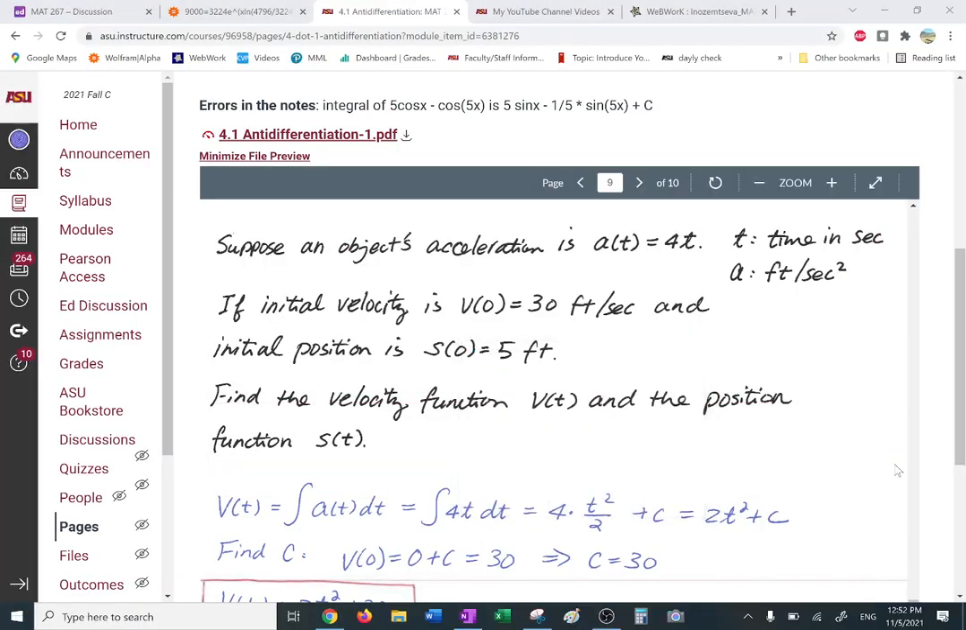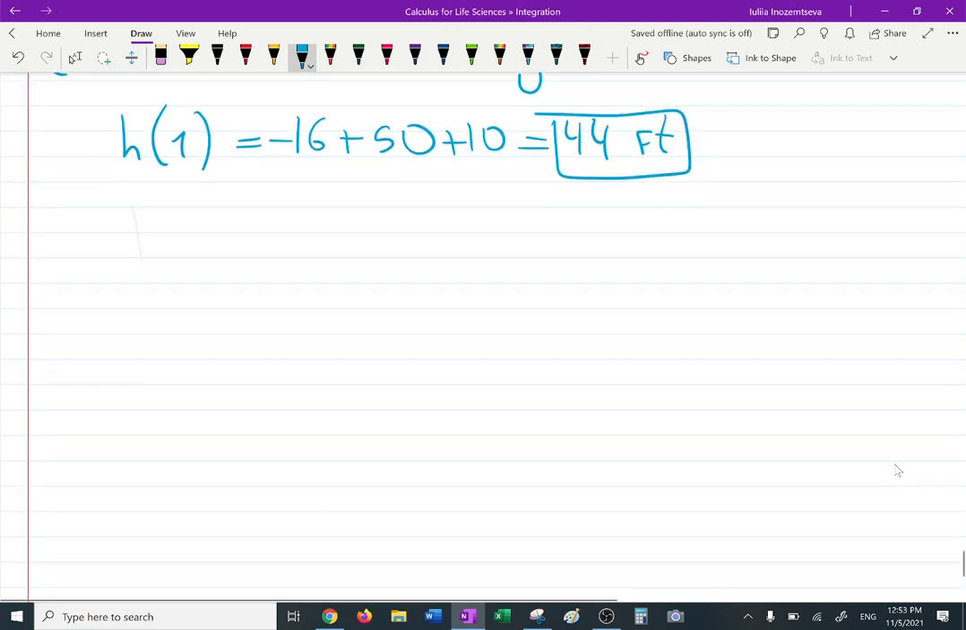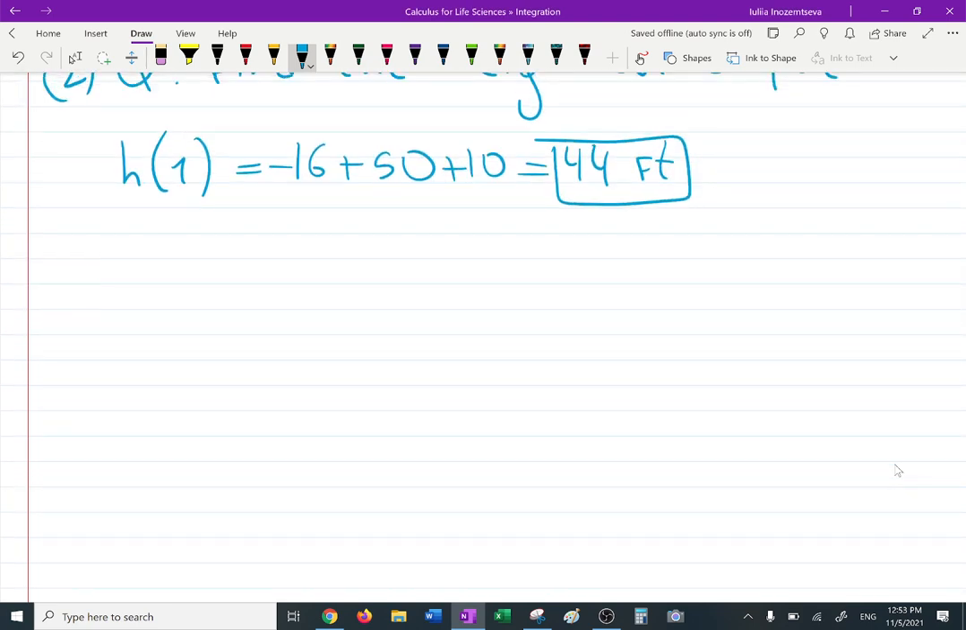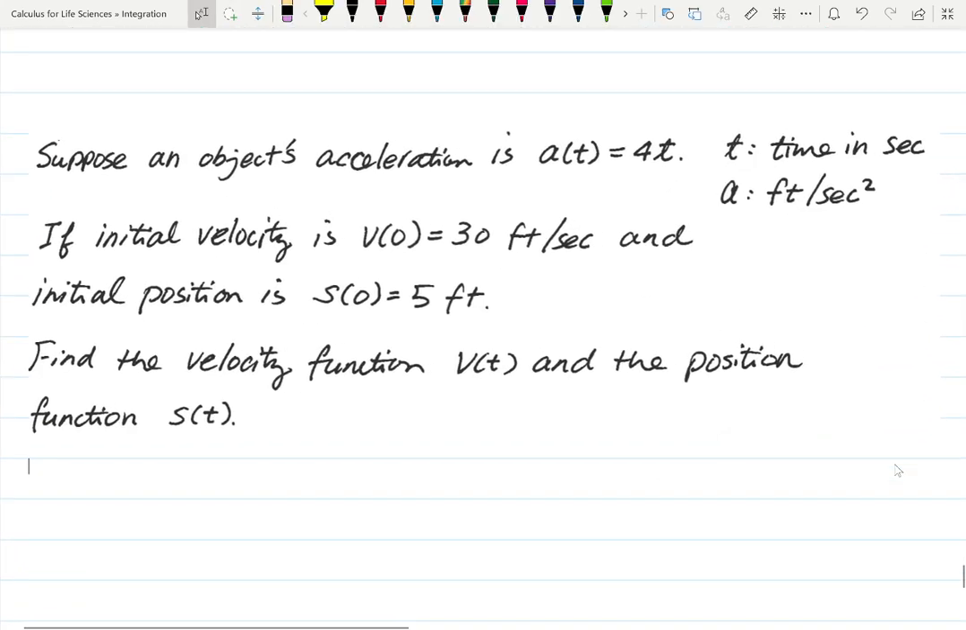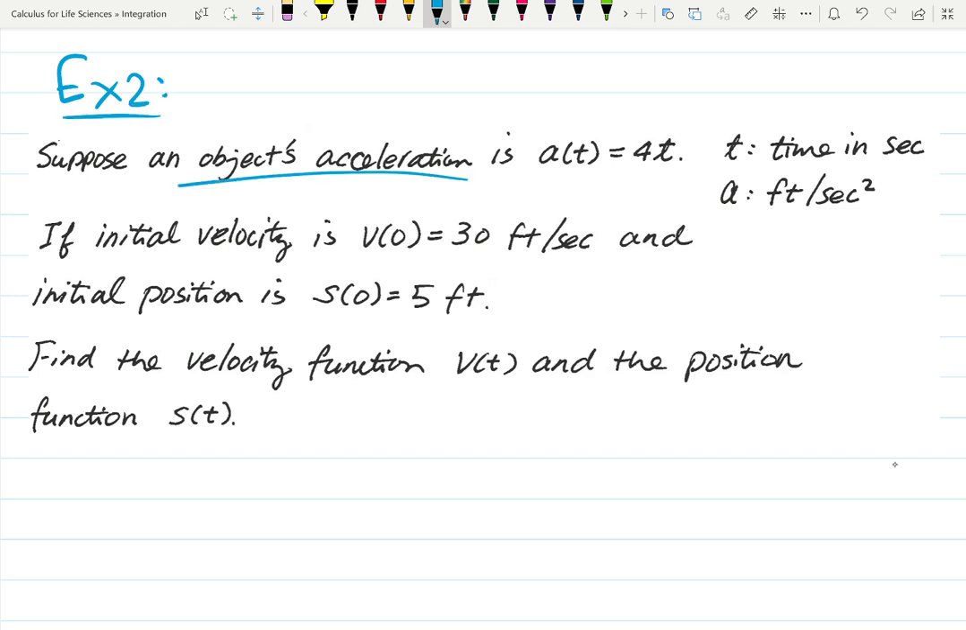So, if not velocity is given but acceleration, we will have to integrate twice. Okay, fine. Example 2. Suppose an object's acceleration is given as a of t equals 4t. Such a simple formula. You will see it will get into the cubic function, which was very interesting, from such a small formula. The initial velocity is given. The initial position is given. Find the velocity function and the position function.